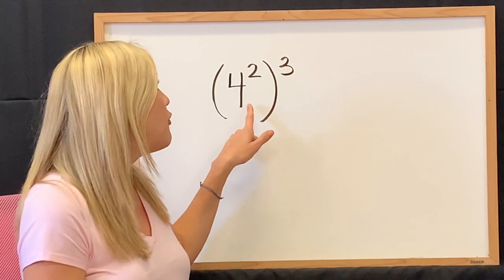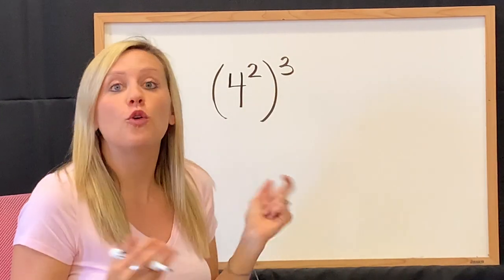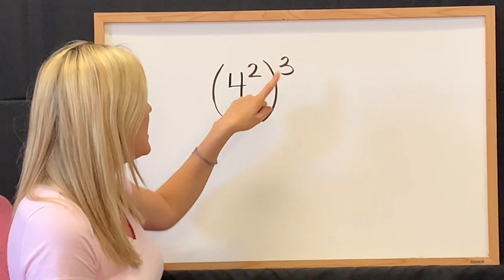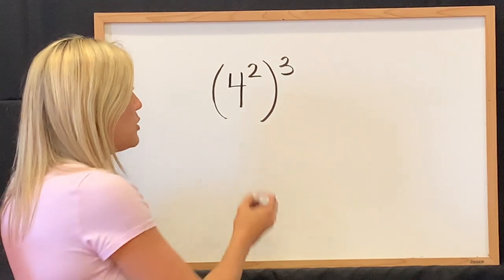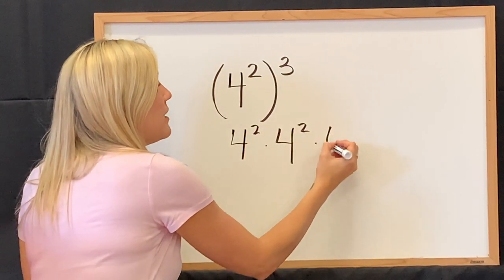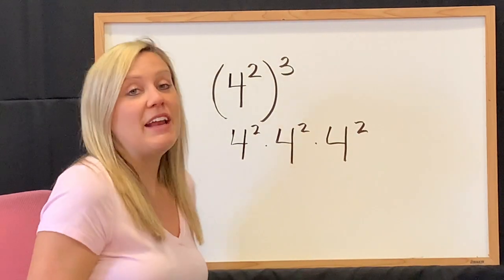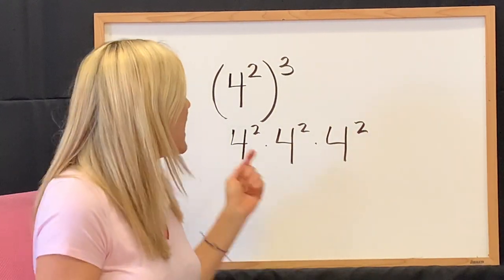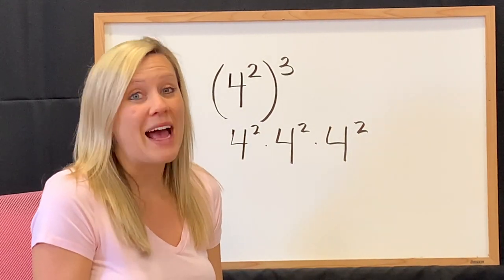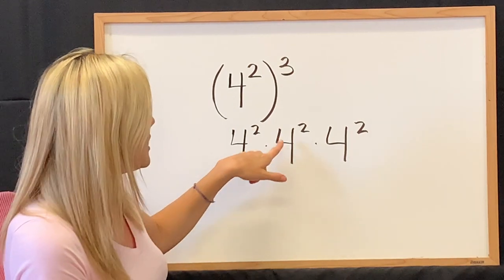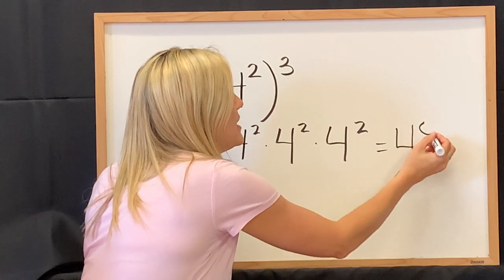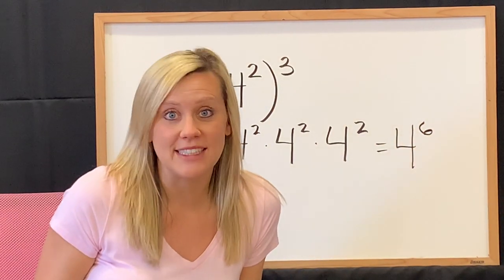Here we have 4 squared cubed, or 4 to the second power to the third power. So this really just means 3 groups of 4 squared. So I could rewrite it like this: 4 squared times 4 squared times 4 squared. And if you remember the product rule, when we have problems like this, you keep the base, which is 4, and you add the exponents. We have 2 4s here, 2 4s here, 2 4s there, which would give us a total of 6 4s, or 4 to the 6th power.